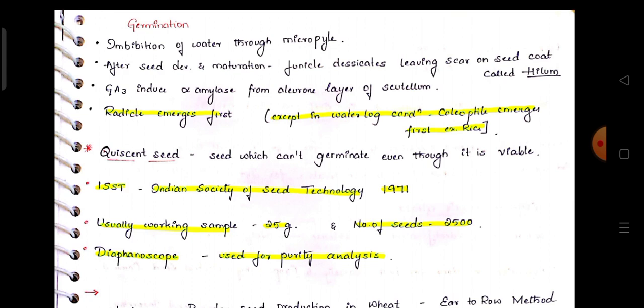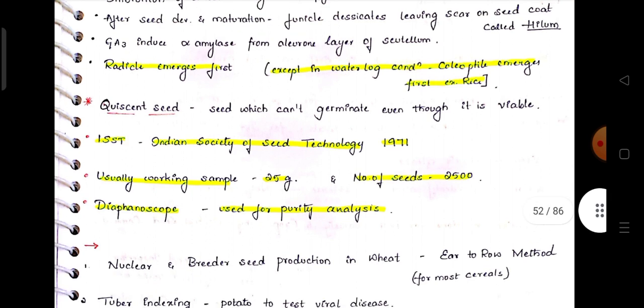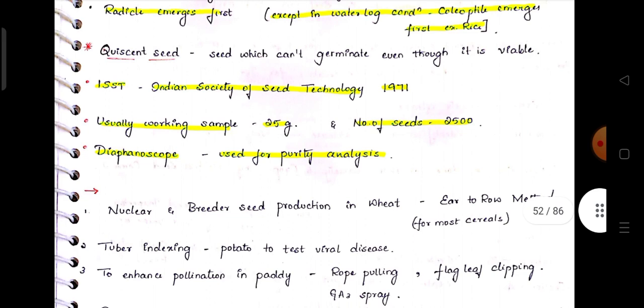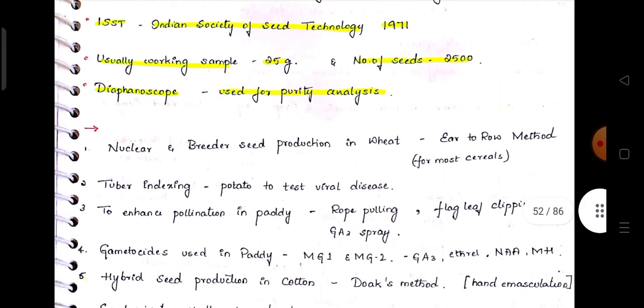Quiescent seed means seed which can't germinate even though it is viable. ISST is Indian Society of Seed Technology, established during 1971. Usually working sample is 25 grams and number of seeds is 2500. Diaphanoscope is used for purity analysis in seeds.